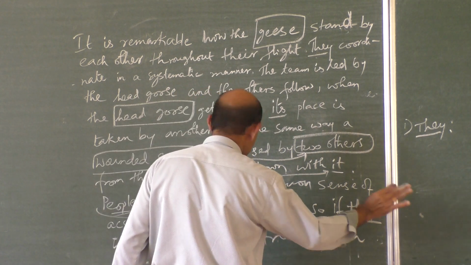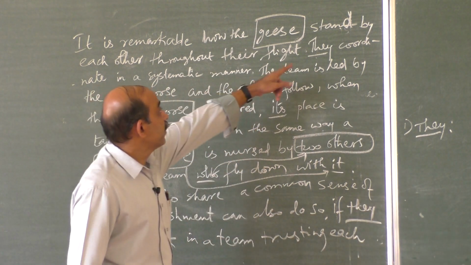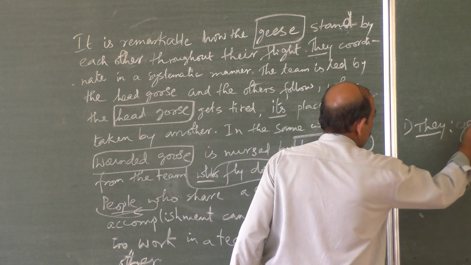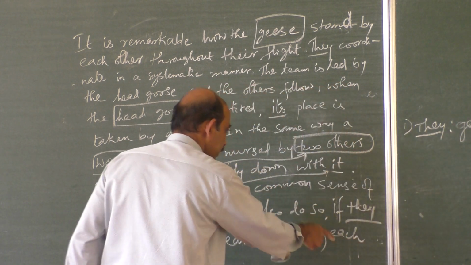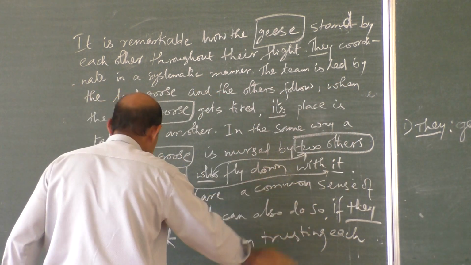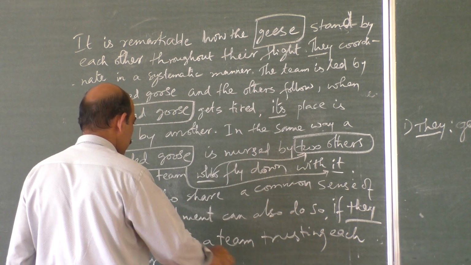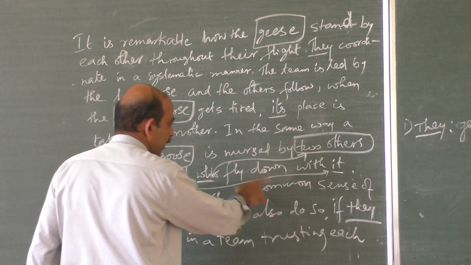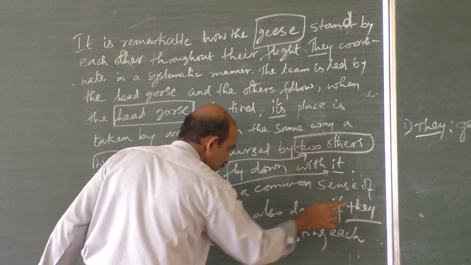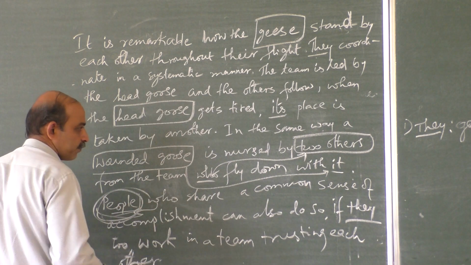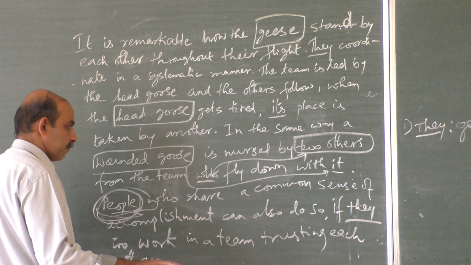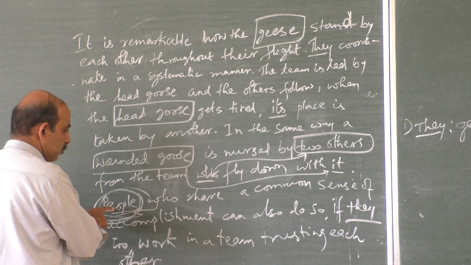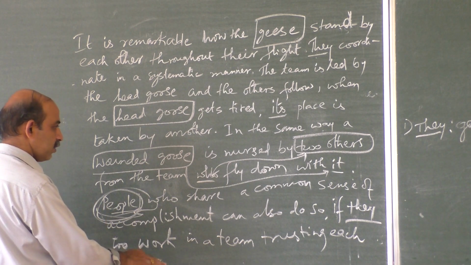So "they" here is not geese, although you have written geese as the answer. That is not what you have to write here. Here "they" refers to, just like geese, human beings who can also function, work, accomplish if they, meaning people who share a common sense of accomplishment. When you write, you have to write only the individual. "They" refers to people. It is the third person pronoun plural, subjective case, referring to people, to work in a team, trusting each other.